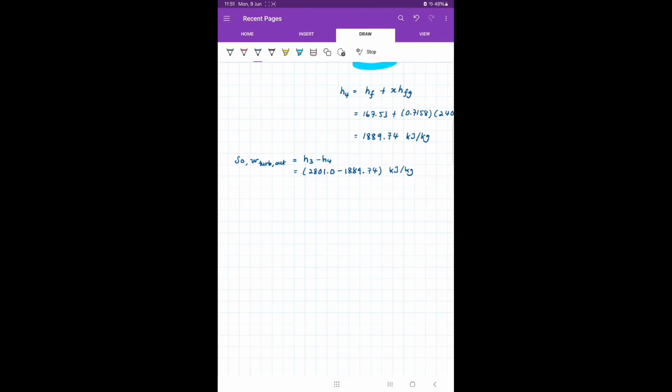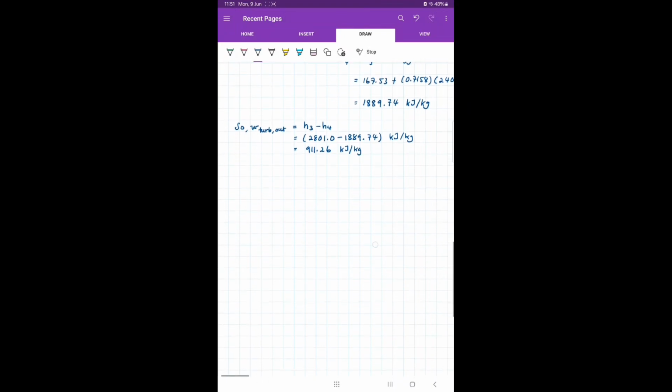Okay, so this gives you 911.26, meaning your turbine is producing 911.26 kilojoule per kilogram of work. And then I can also proceed to calculate the heat supplied to the boiler, which is equals to H3 minus H2.